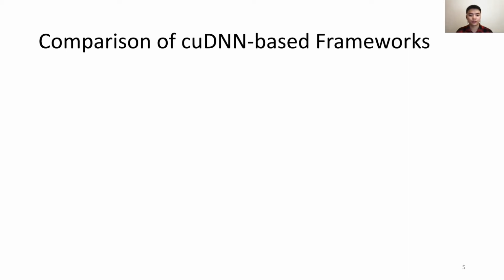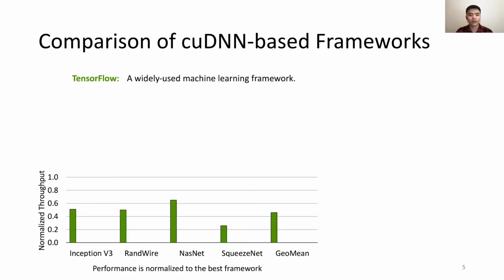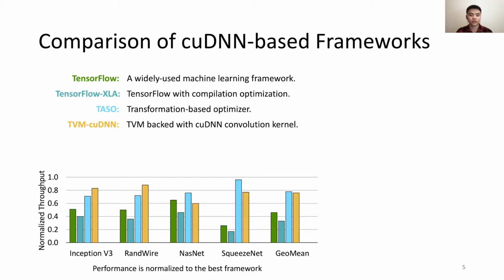We compare IOS with cuDNN-based frameworks. All performance is normalized to the best framework. We compare IOS with TensorFlow, a state-of-the-art deep learning framework, and TensorFlow XLA with compilation optimization. TASO is a transformation-based optimizer that uses function-preserving transformations to find the most efficient computation graph. TVM is a state-of-the-art deep learning compilation stack. Here, TVM-cuDNN is TVM backed with the cuDNN convolution kernel.